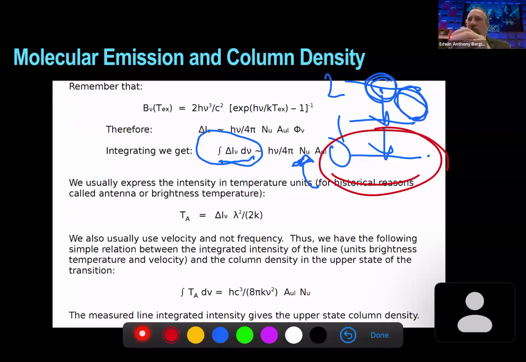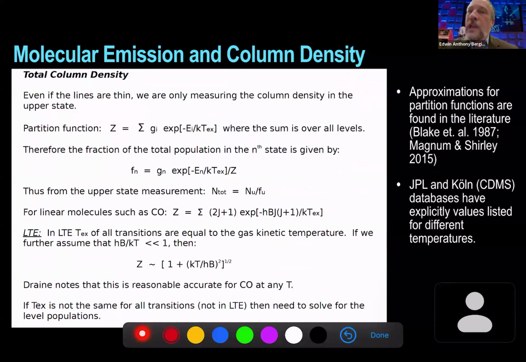In other words, I'm only observing this state here. There's all these other states, and there's states even higher up. And I have to correct for that. So that's the other thing we have to do: I'm only observing one little snippet of that molecule. I can ask, well, what am I missing? Well, to do that, that's where we get into the fractional population.